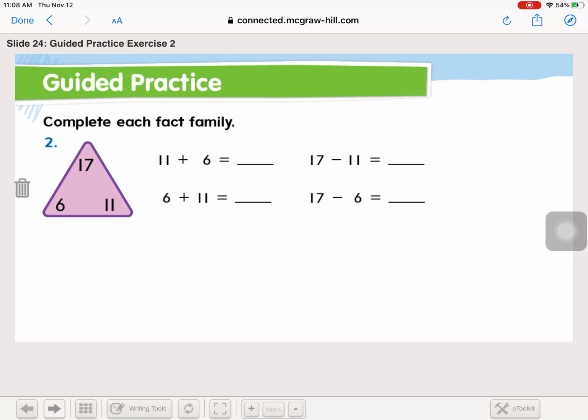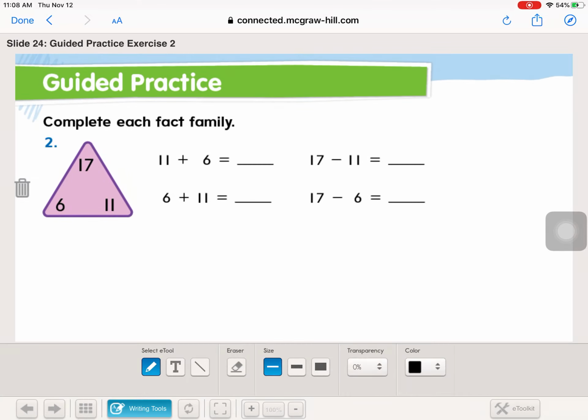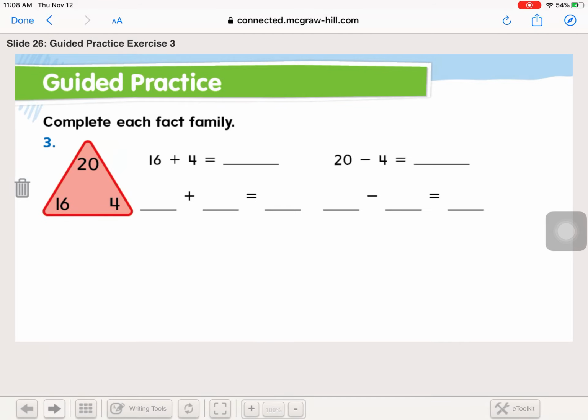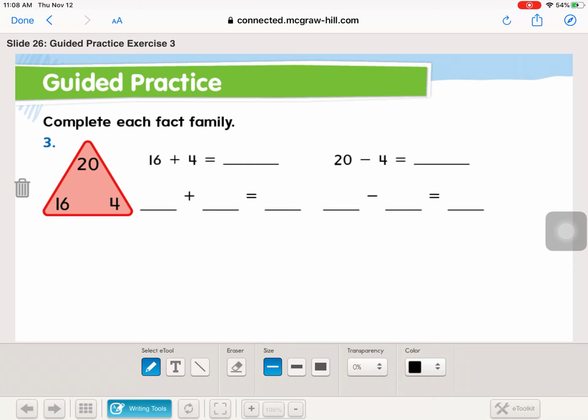Okay, so here we've got our parts, and we need to fill in our whole. So 6 plus 11, or 11 plus 6 equals 17. If 11 plus 6 equals 17, then 6 plus 11 equals 17. And 17 minus 11 equals 6. 17 minus 6 equals 11. Complete each fact family.